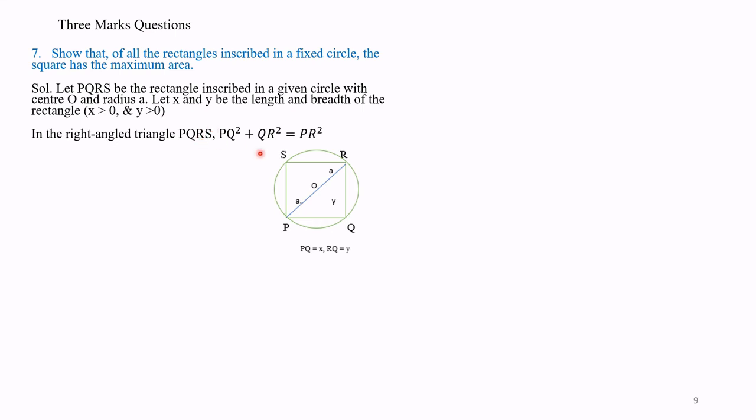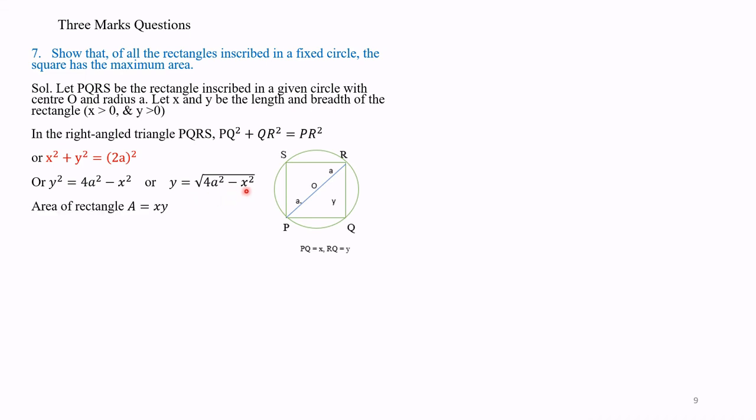Therefore, in the right angle triangle, this is 90 degrees, this is the hypotenuse. We know PQ squared plus QR squared is equal to PR squared. But PR is equal to 2a, a plus a, that is twice the radius. Therefore x squared plus y squared is equal to 2a whole squared, that is 4a squared. So rearranging, y squared is equal to 4a squared minus x squared, or y is equal to the square root of 4a squared minus x squared.